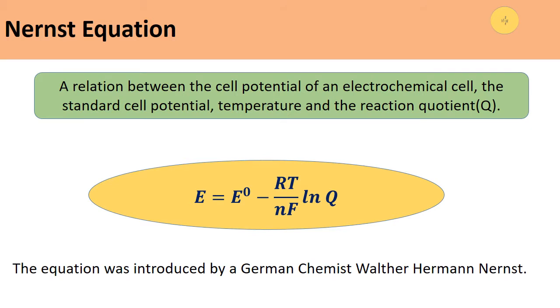Nernst equation is a relation between electrode potential and concentration of an electrolyte solution. It is an equation that can be used to determine the equilibrium reduction potential of a half cell in an electrochemical cell. The equation is given as E equal to E0 minus RT by nF ln Q. The equation was introduced by a German chemist, Walther Hermann Nernst.